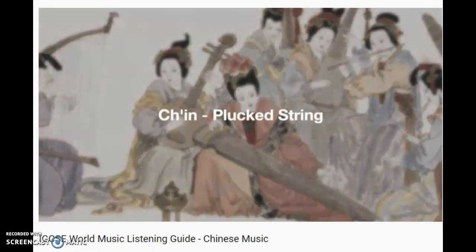The chin, the plucked string instrument. You hear the pitch bending there. I also have that in Indian music, but the Indian music is more metallic. This is a more flowing, softer sound in the Chinese music. Lots of repeated notes there. So the ornamentation is very important in the Chinese music.